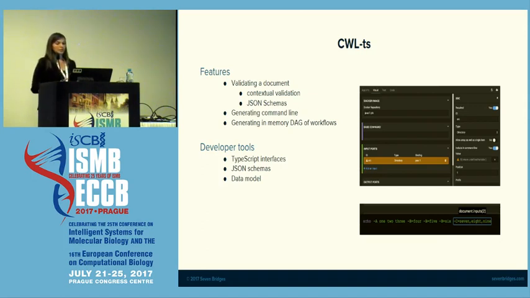It's also used for command line generation, so give it a dummy job that would be present in runtime, give it your tool, and it will generate a command line. And this part of the library is also responsible for creating the in-memory graph that the SVG library then visualizes. Besides the data model, the library also provides, like I said, JSON schema and TypeScript interfaces, which are just ways to type hint CWL if you're working in JavaScript or TypeScript and need statically typed, type hinted CWL.